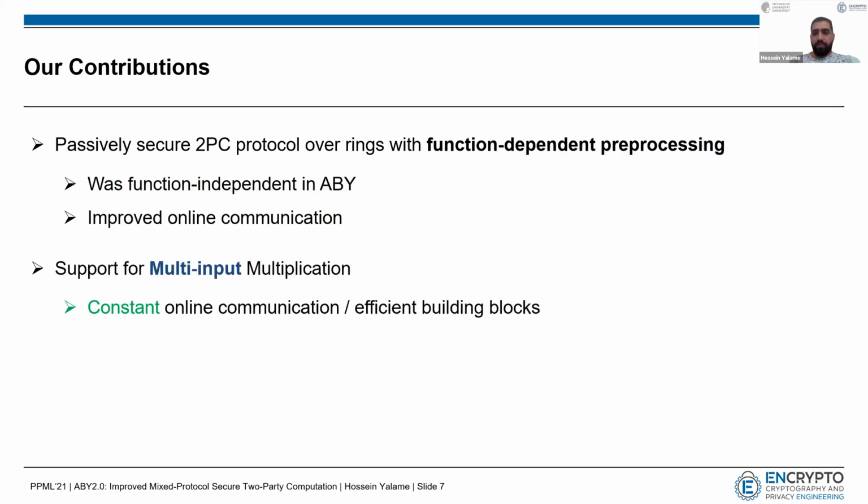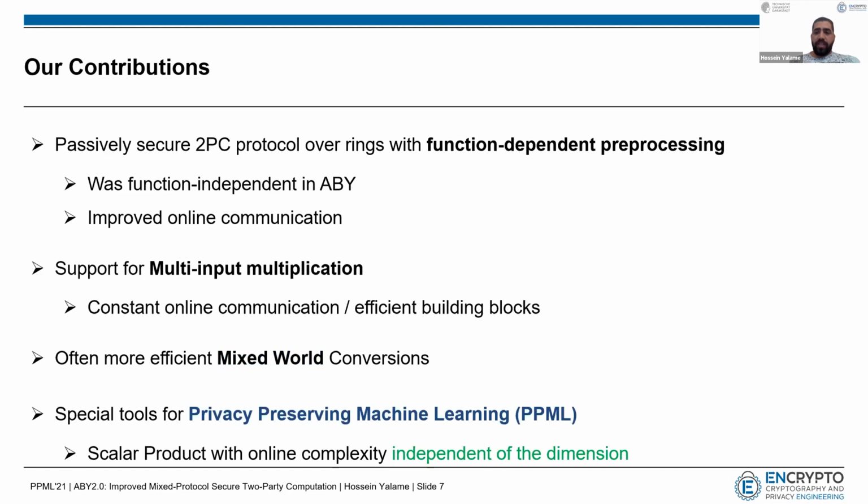We support multi-input multiplication at the same time. For this multi-input multiplication, we have constant online communication. And also considering this multi-input multiplication, we designed efficient building blocks. Also, we have more efficient mixed world conversions, and we designed new protocols which are more efficient compared to ABY conversions. And especially for PPML, we have a new scalar product with online complexity independent of the vector dimension, which is the first time in the literature.